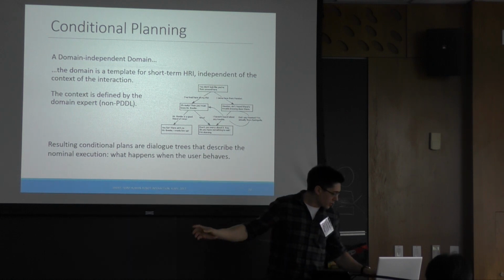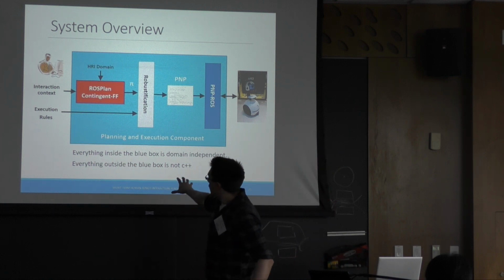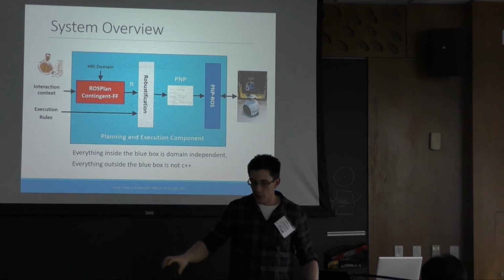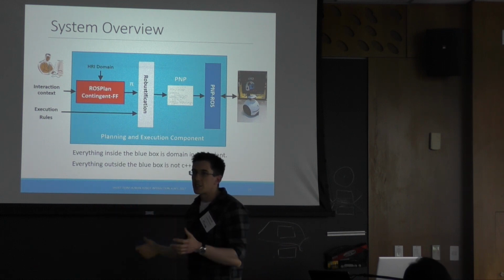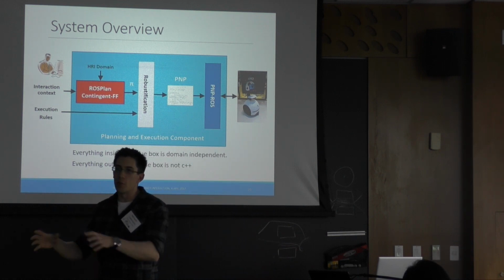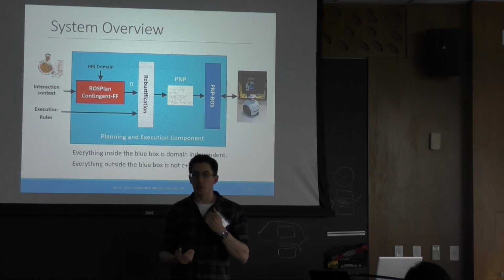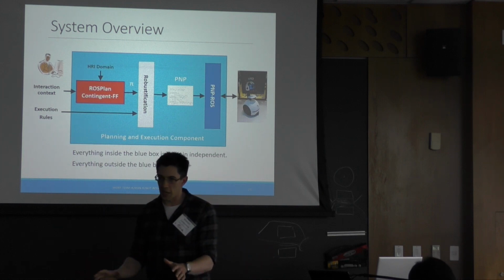All right. So here I'll come back to now, what do I mean by this? Everything outside of the box is not C++, and what are these execution rules? So this conversation tree that's been generated describes the nominal behavior of the robot, right? That's the execution trace that we expect to happen if the user behaves and acts exactly as they were modeled. But this is never going to happen.